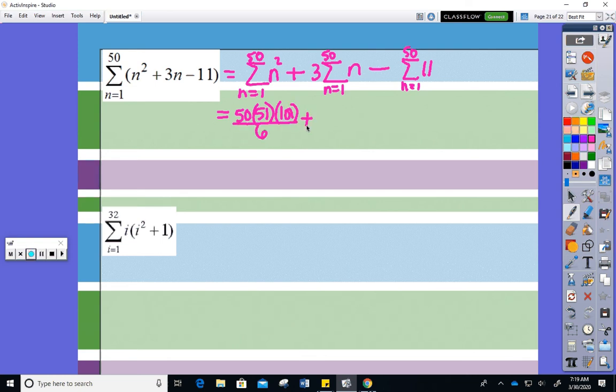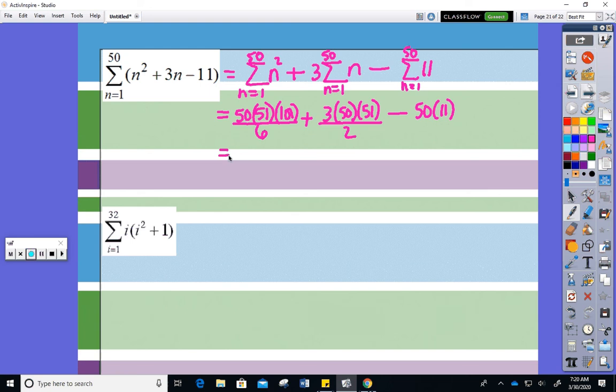On the next one, I'm going to say 3 times. Now I'm going to sum the first 50 counting numbers, so the upper bound plus 1, all over 2. Then I'm going to subtract 50 11s. So I set it up. Now I'm going to begin to calculate.